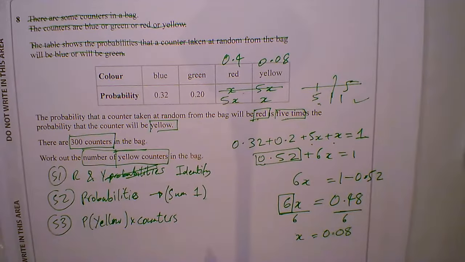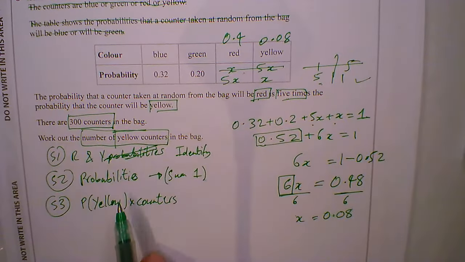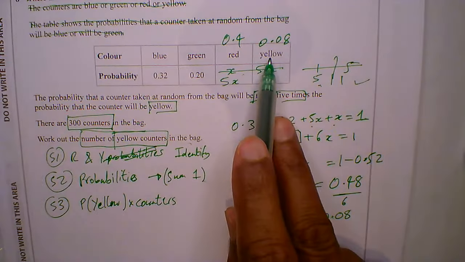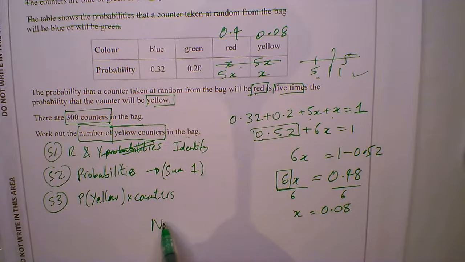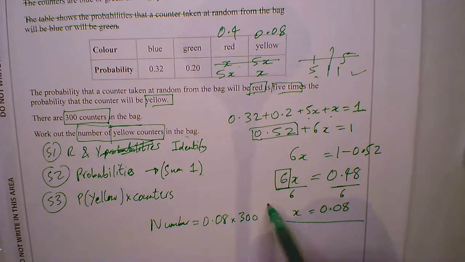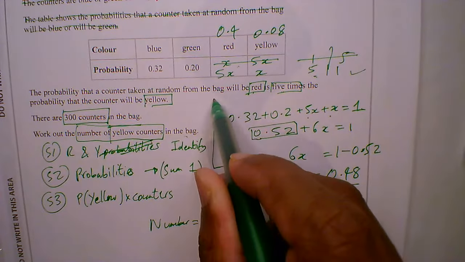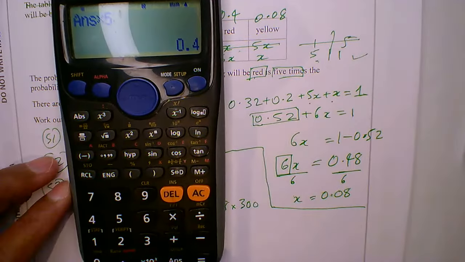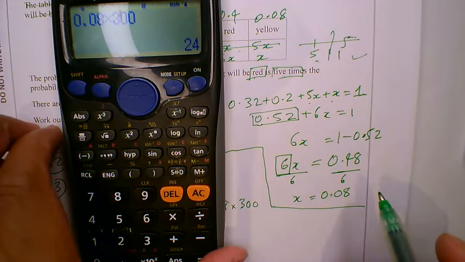So I've done my probabilities now. And then the last step is I want to find the number of yellow counters. So the probability of yellow is 0.08. So the number equals 0.08 times 300. And then I just put that into my calculator. That gives me 24.